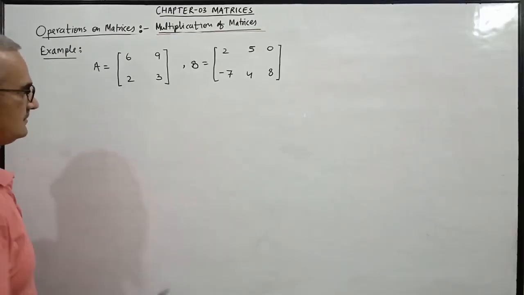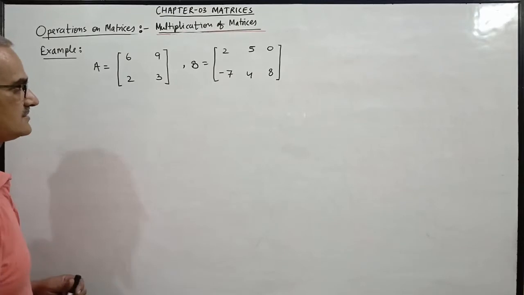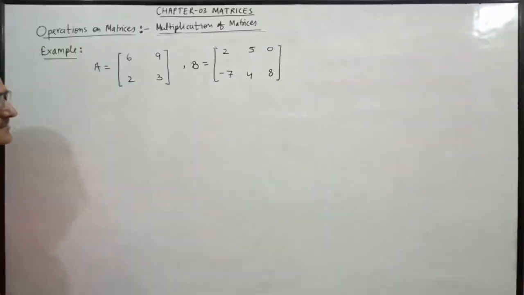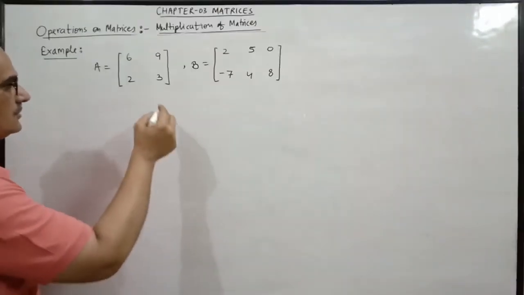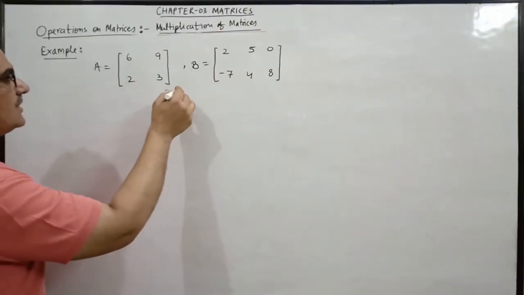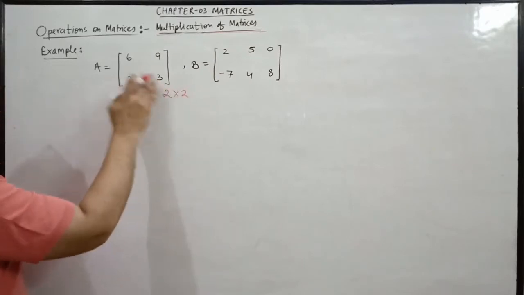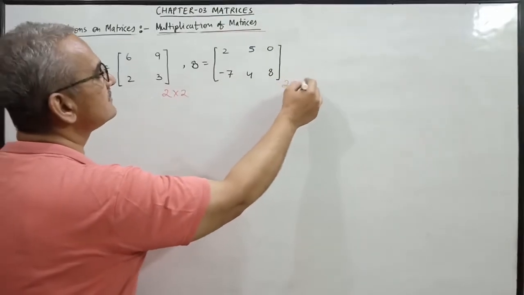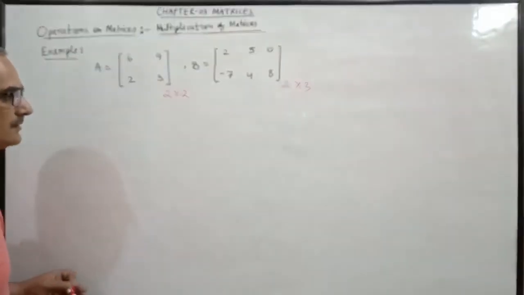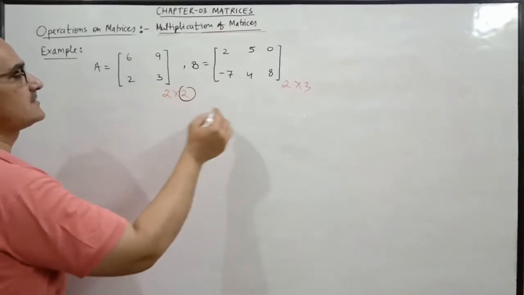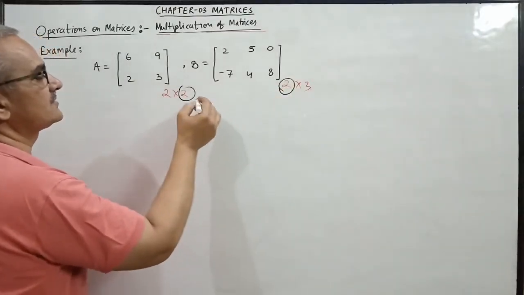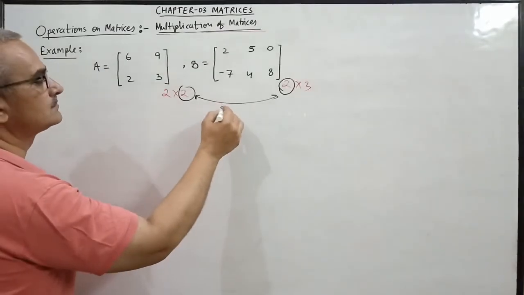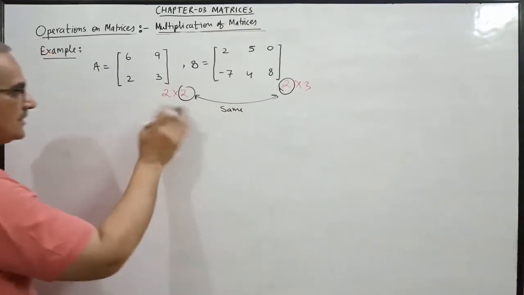Now let's take this example. Here we have the two matrices A and B. We have to multiply both of them. So let's first check whether they can be multiplied or not. The order of this is 2 by 2, which means 2 rows and 2 columns, and the order of this is 2 rows and 3 columns. So what are you seeing here? That the number of columns of matrix A is equal to the number of rows of matrix B. So they can be multiplied. They should be the same. They are the same here, so we can multiply them.